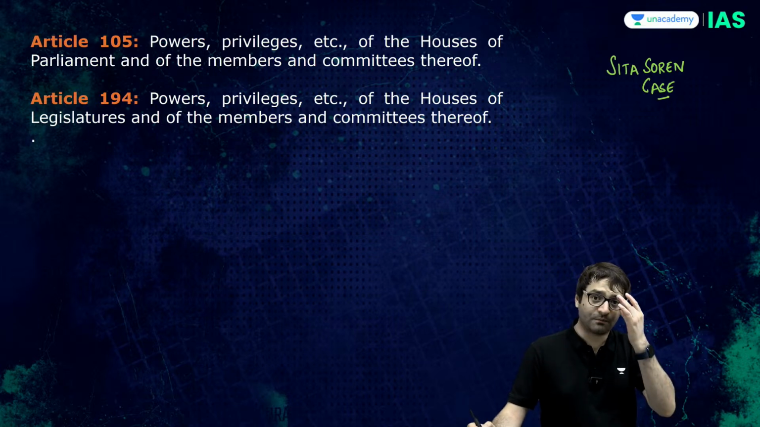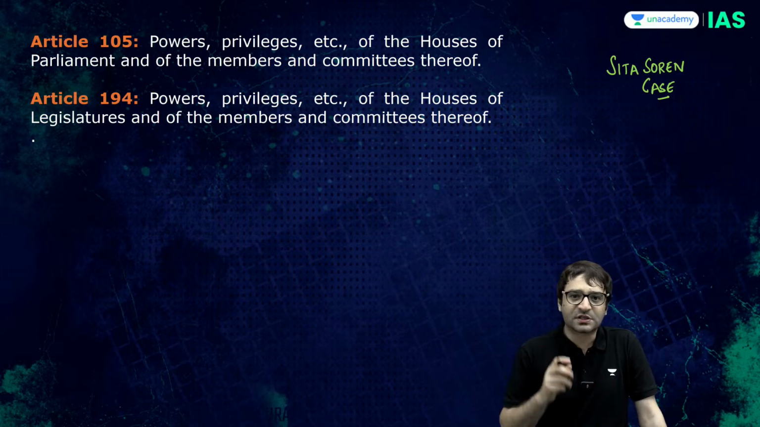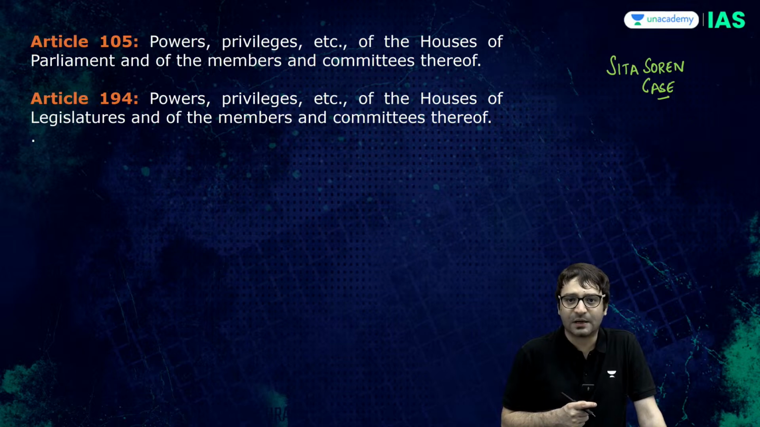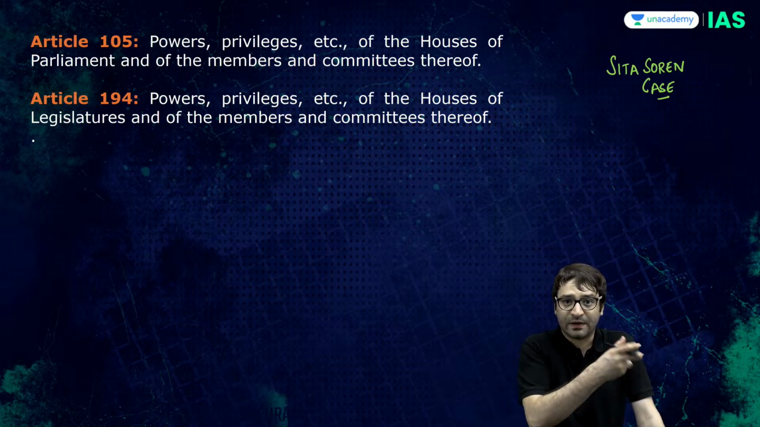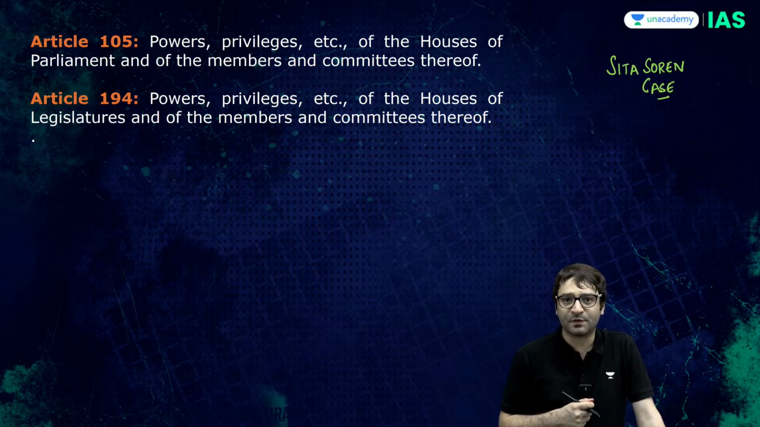But then we also saw issues surrounding powers and privileges when it comes to Prajwal Revanna, who was a member of the parliament when he was accused of committing crimes. We saw this issue in the news because of the member of the parliament from West Bengal, what's her name? Mahua Moitra. We saw these instances play up.